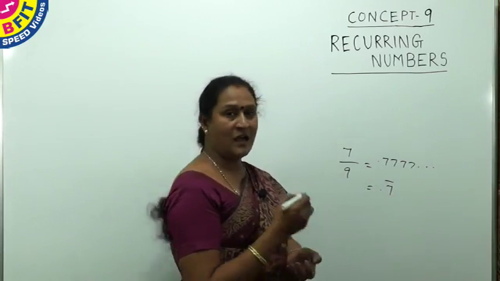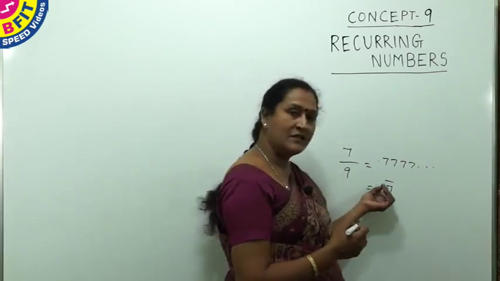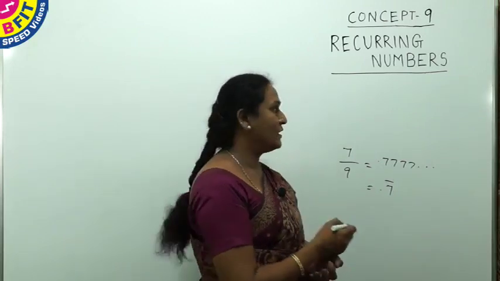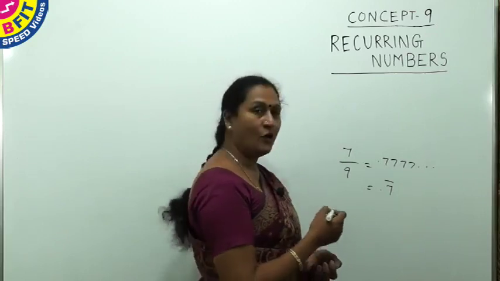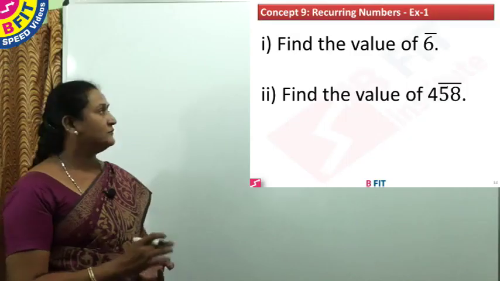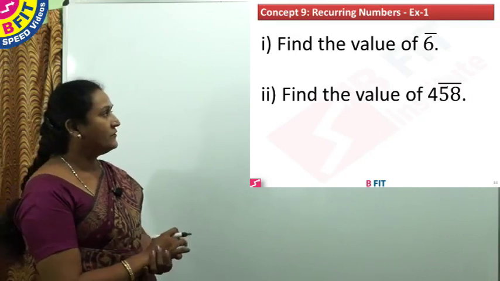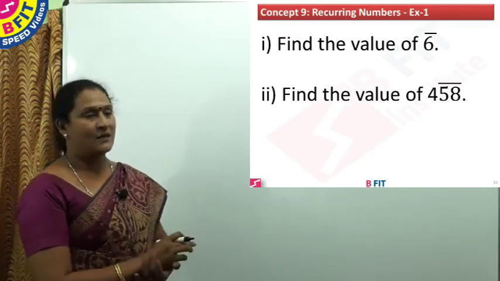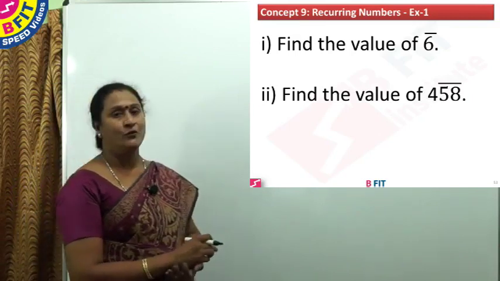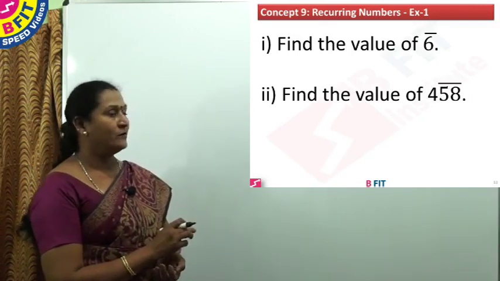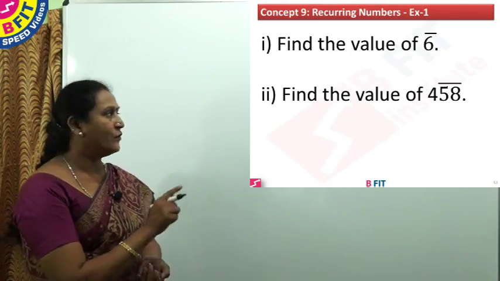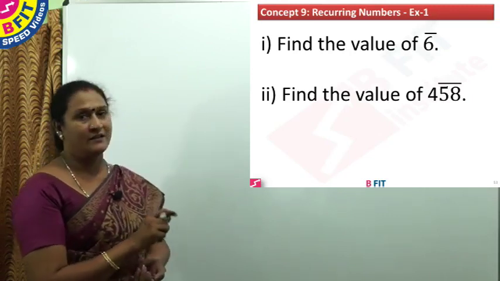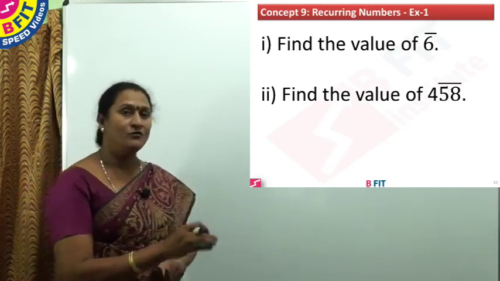Now we'll be asked to find the value of such numbers. So we'll see the questions and then we'll see how to work out the values. Here the question is, find the value of 0.6 recurring, and the second question is, find the value of 0.458, where 4 is not recurring, only 5 and 8 are recurring. So we'll see how to find the values.